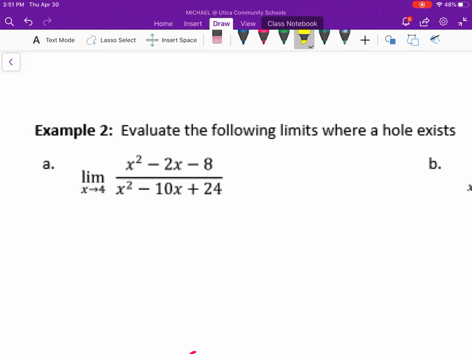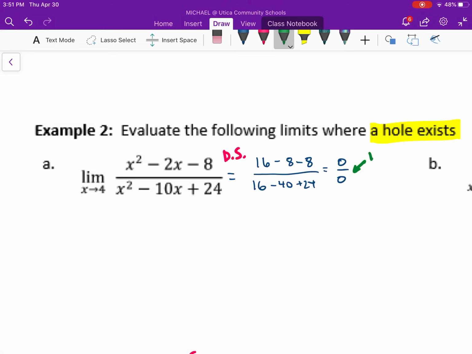Okay, moving on to example 2, and in this case these are broken down as limits where a hole exists. So I'm going to tell you to begin with that there's a hole here. So we're going to start by doing direct substitution. And when I plug in a 4, I get 16 minus 8 divided by 16 minus 40 plus 24, which is 0 divided by 0.